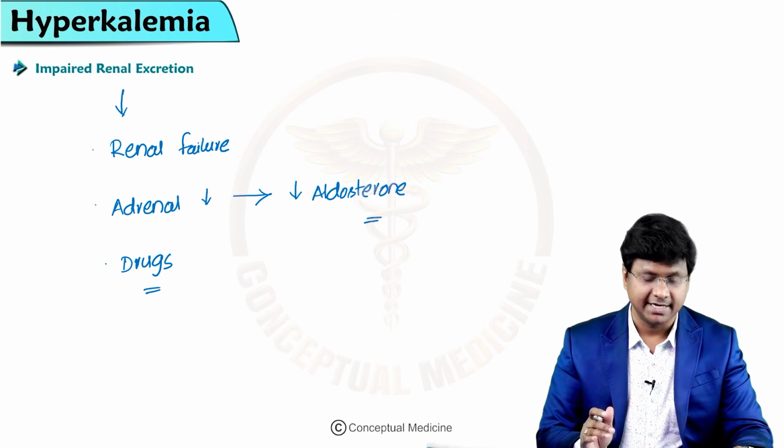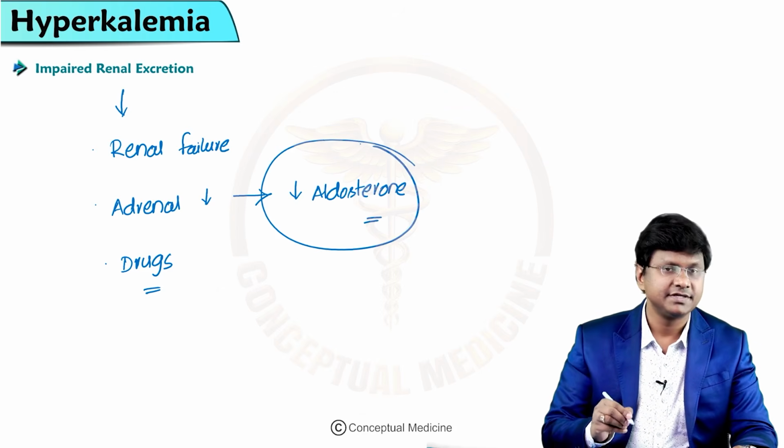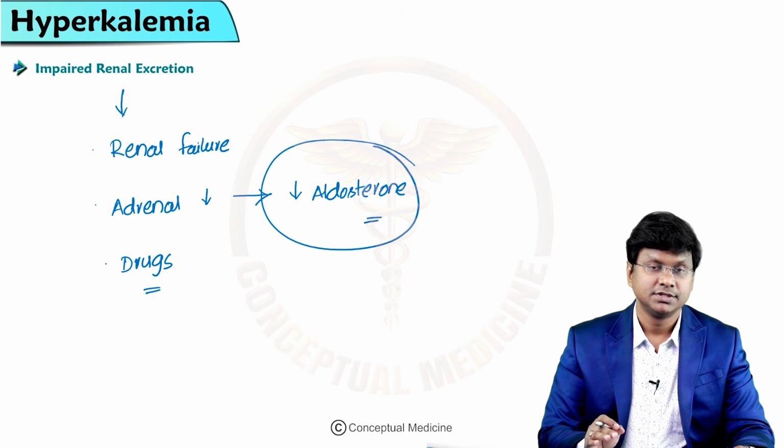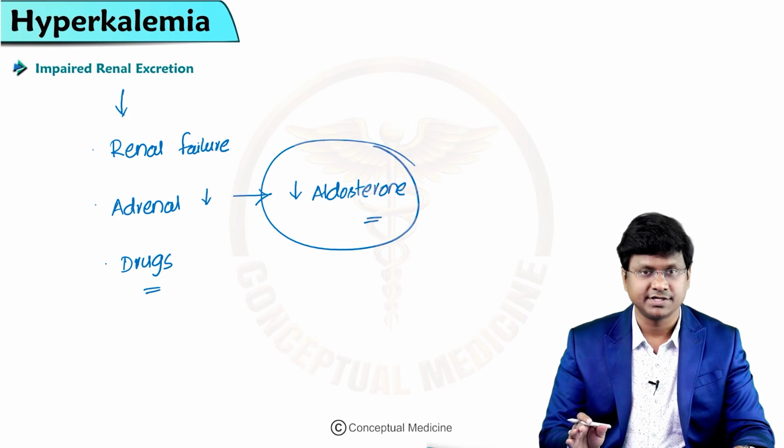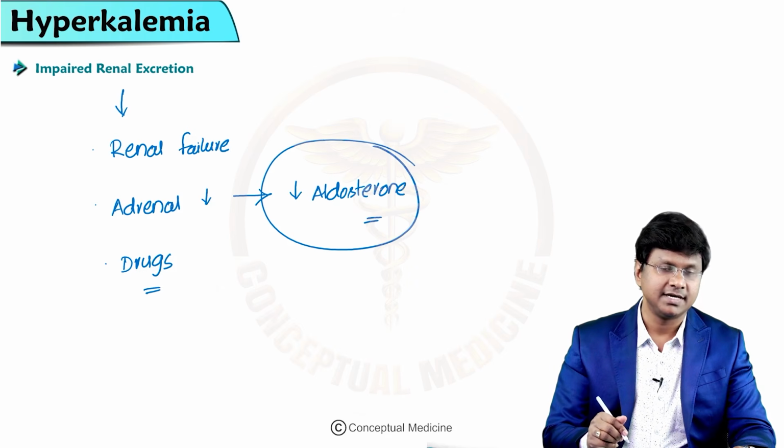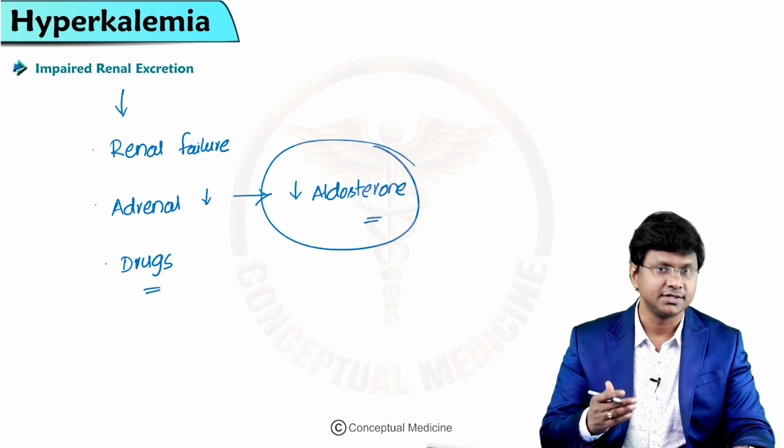Right, there will be decreased aldosterone. Whenever there is decreased aldosterone, the potassium is not excreted out, because aldosterone is a substance which causes potassium excretion through the distal convoluted tubule. Once there is decreased aldosterone, potassium excretion does not occur, and that will result in hyperkalemia.